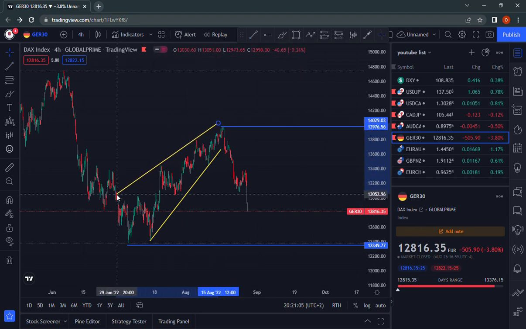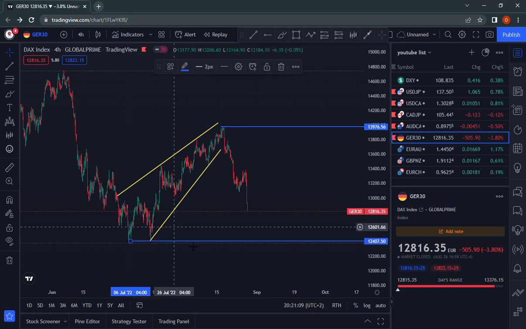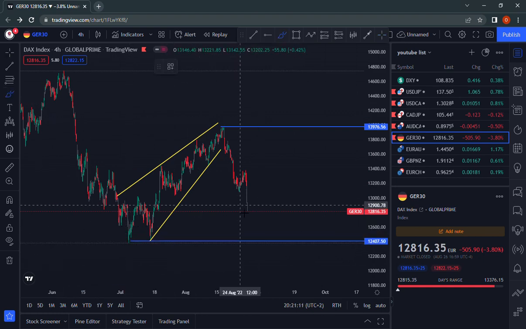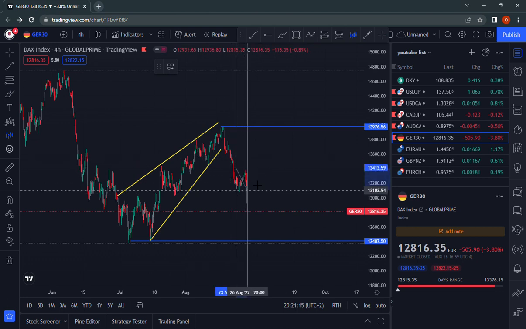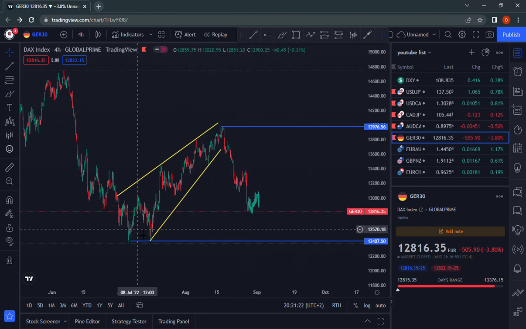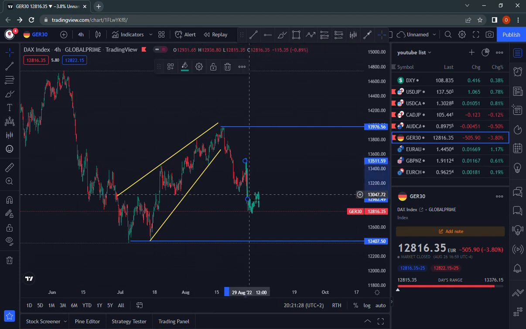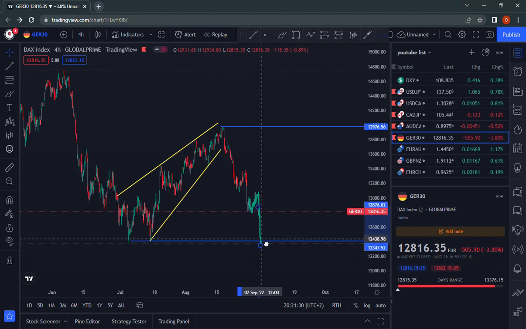Okay, so everything has already played out as it is. So this means that now I'm just waiting for that pullback, right? I'm just waiting for that sort of a pullback. Okay, let me just see if I can, yeah, if I could just get that sort of a pullback, then I will be willing to take this trade to continue to the downside like this.